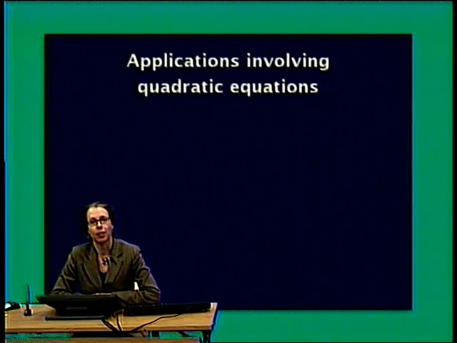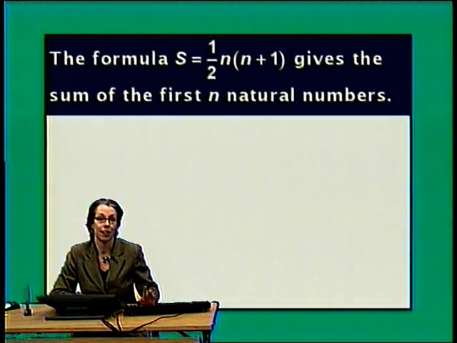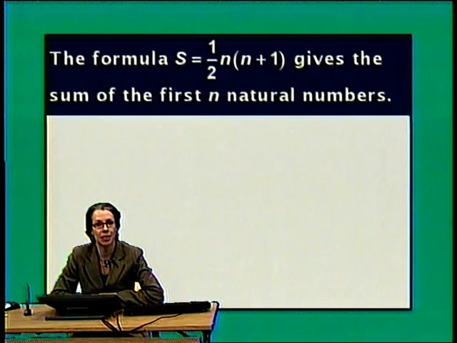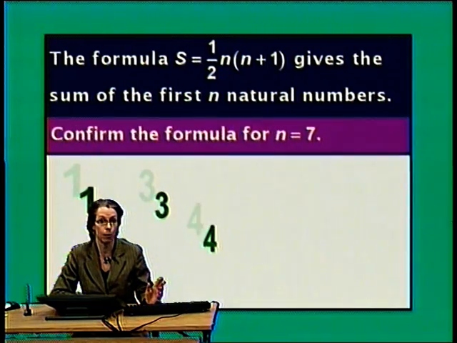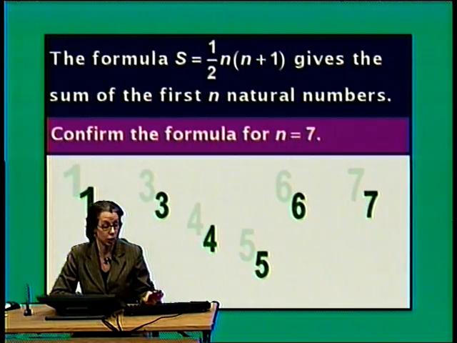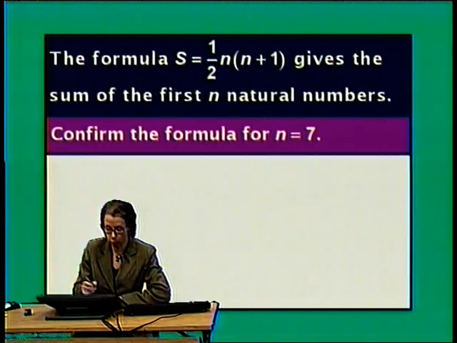So in this last part of the lesson, we're going to look at some applications involving quadratic equations. Here's our first problem. We're given a formula, and this formula will give us the sum of the first n natural numbers. So what the heck does this mean? Well, let's take the first 7 natural numbers. We want to confirm the formula for n equals 7. Now, what we need to do to confirm the formula is basically just add up the natural numbers from 1 to 7, and then we'll use the formula.